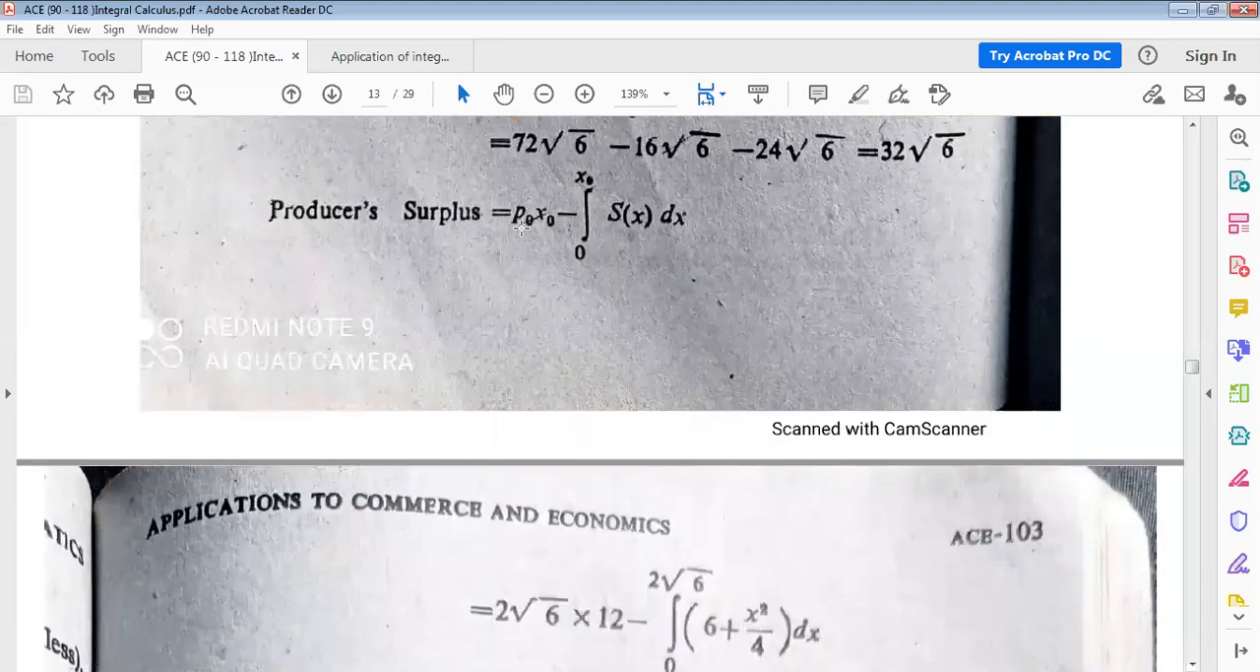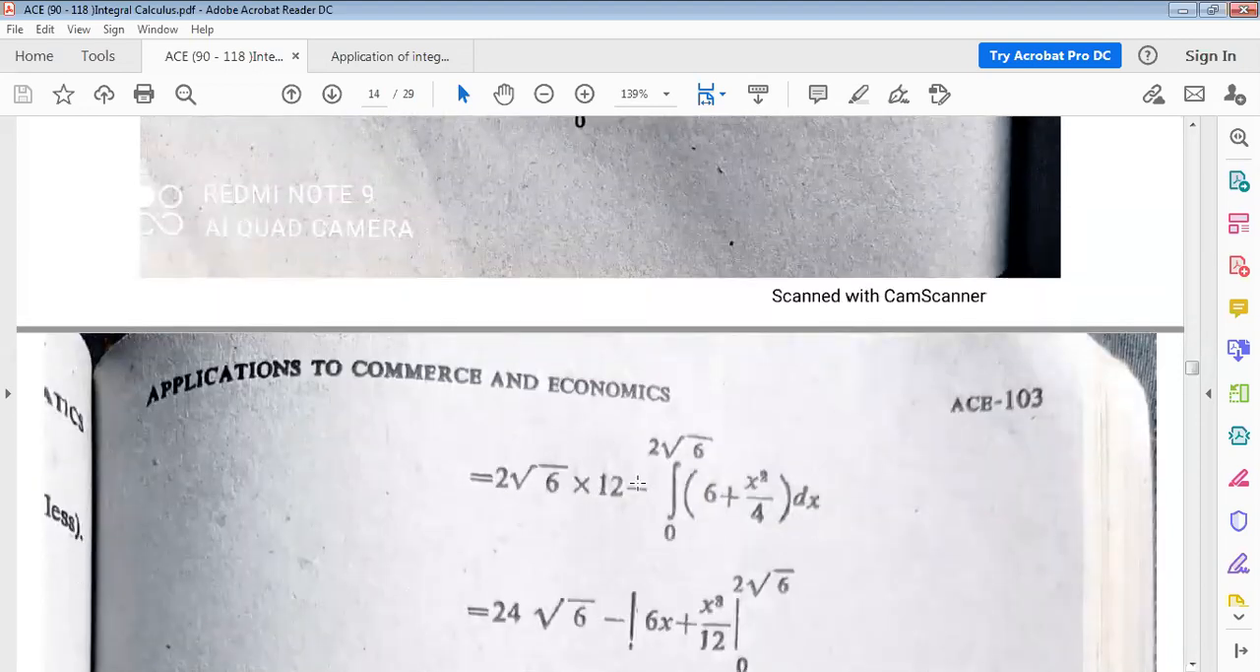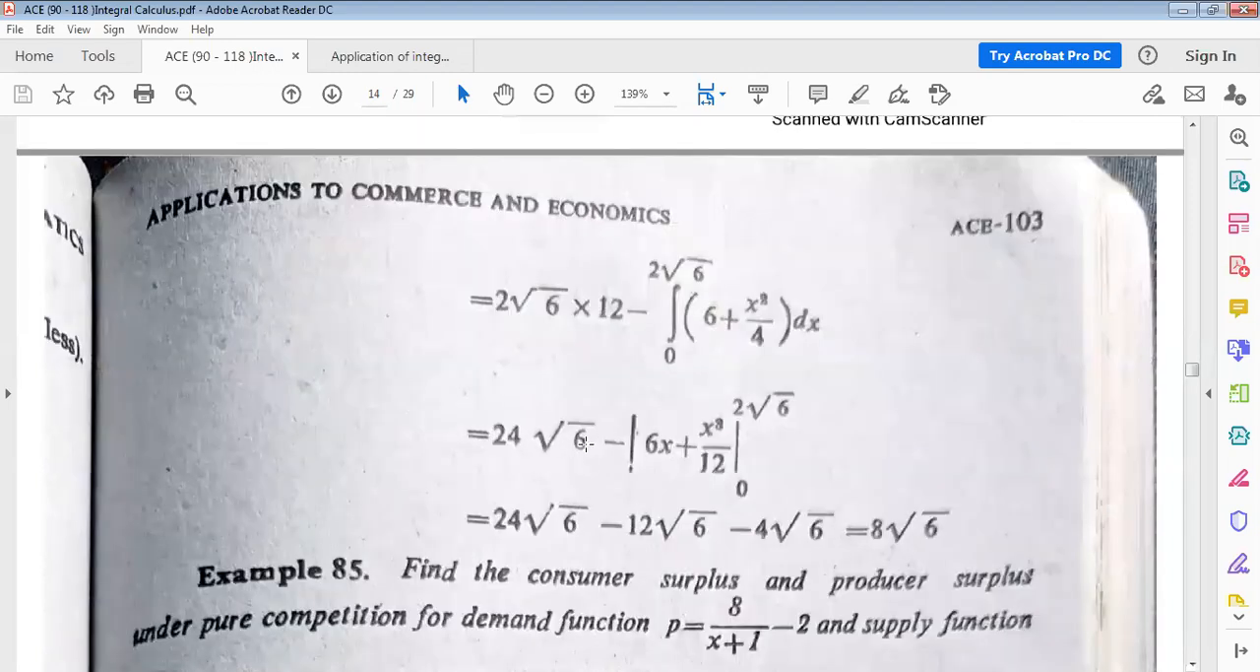Again, the producer surplus formula: x naught p naught minus the integral from 0 to x naught of the supply function dx. So putting the supply function, x naught equals to this, p naught equals to 12, minus the integral from 0 to x naught of the supply function dx. So 24 root 6, taking integration: the integration of 1 is x, and of x square is x cube by 3, 3 4 12. Just putting the upper limit in place of x, 2 root 6, we get this one. This is actually the producer surplus. Just putting the upper and lower limits.